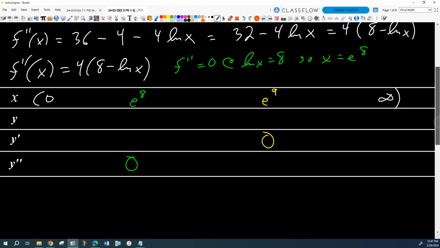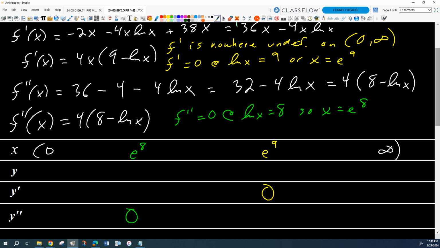All right, so what do we do? We want to do the second derivative test at e to the 9th. Knowing the value of the second derivative there contributes to knowing if that's an inflection point, but it also tells us what kind of extremum that is, right? Exactly. Okay, so then let's do that.